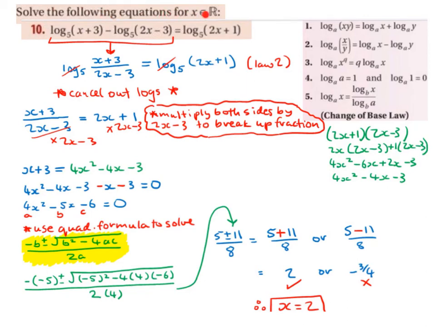Solve the following equation for x as an element of R. Log base 5 of x plus 3, minus log base 5 of 2x minus 3, equals log base 5 of 2x plus 1.